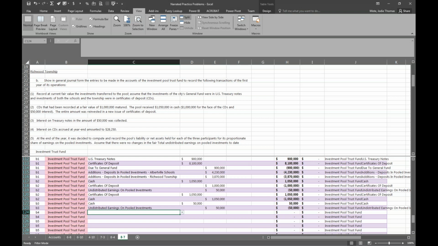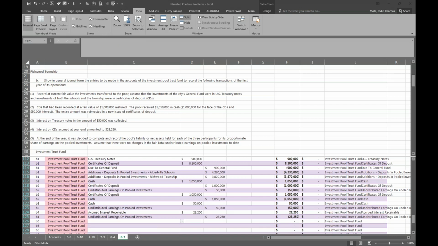Number four, interest on the CDs at year end amounted to $28,250, and so this is accrued. And so the investment trust funds use an economic resources measurement focus, which again uses accrual accounting, not modified accrual accounting. And so we're going to accrue some interest receivable that's due on those treasury notes, $28,250, and we have some more undistributed earnings. All right.